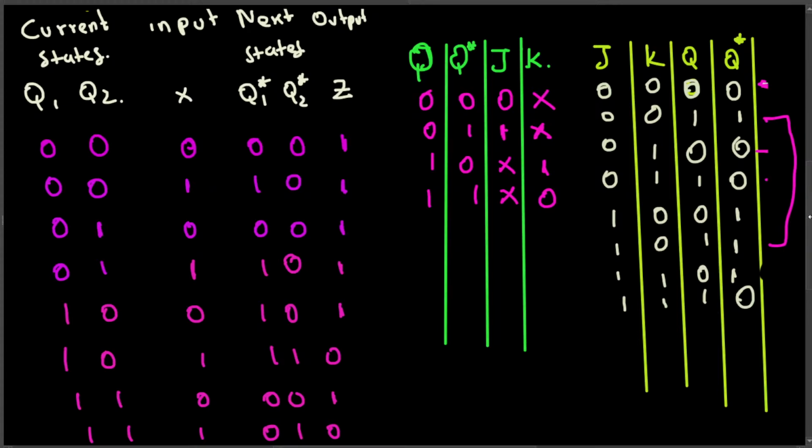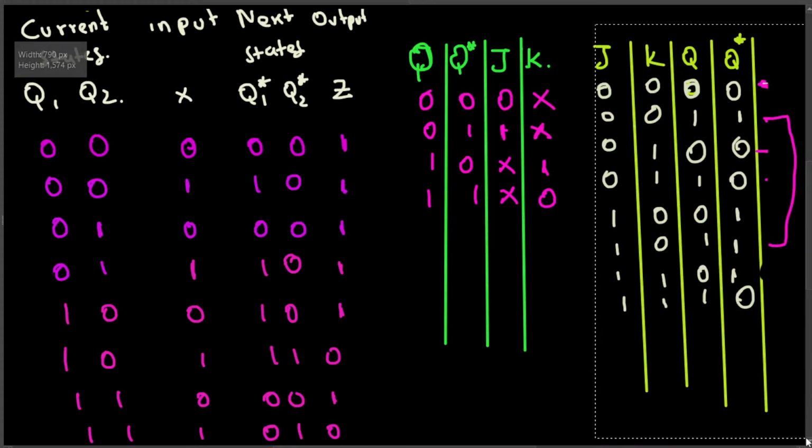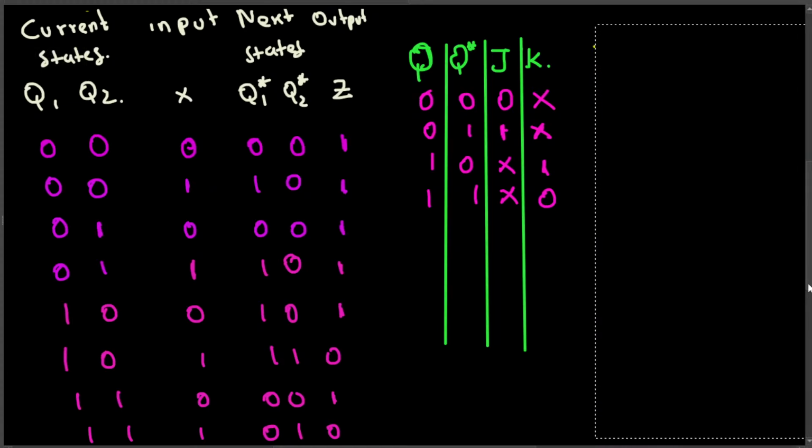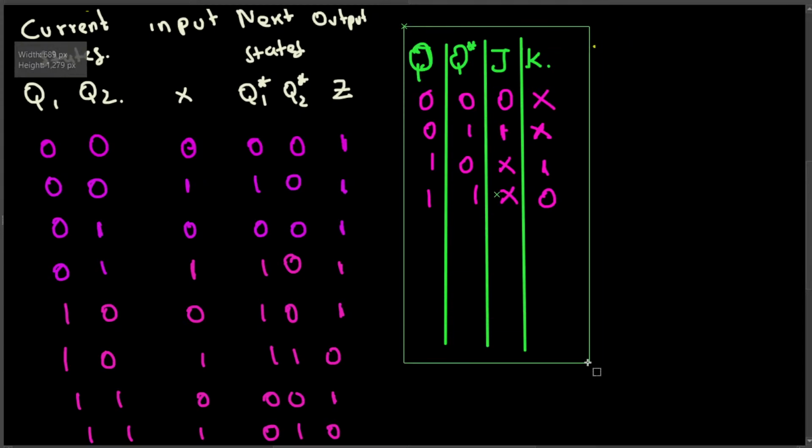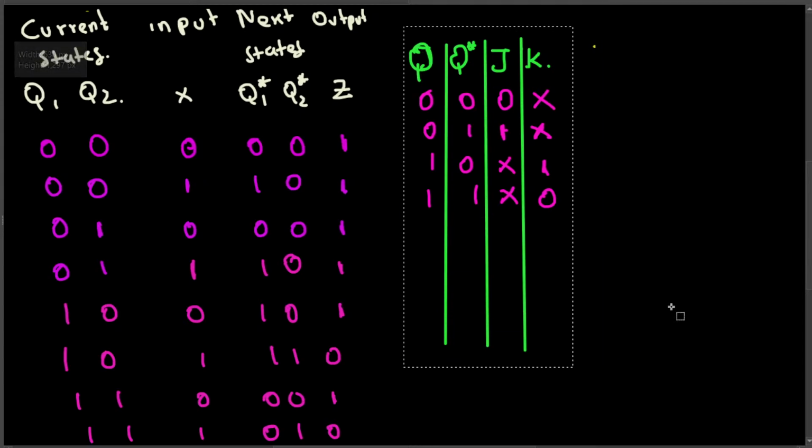Now from this one we have to create the truth table for J1 K1 and J2 K2, because we are going to take two JK flip-flops. First I'm going to erase this one. This is the relation we need. I'm going to erase this one, and I'm going to copy this, or cut this, and paste it over here.